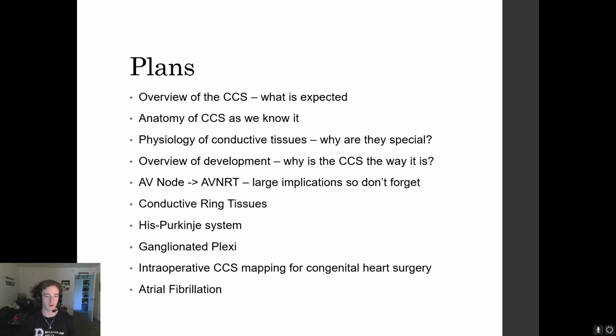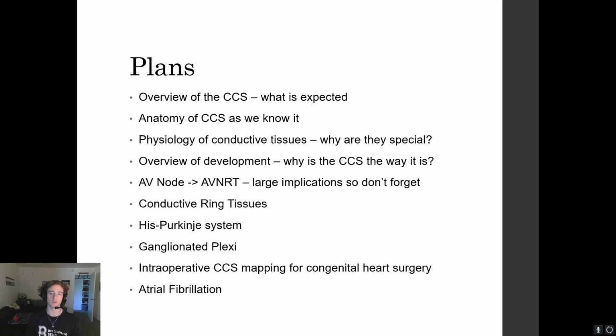Then we're going to be talking about the anatomy of the CCS as we know it. So what do we know now compared to the anatomy textbook? Where are we at now, right? After that, we're going to be talking about the physiology of conductive tissues. Why are they conductive, how are they different from the normal myocardium, action potentials, things like that.